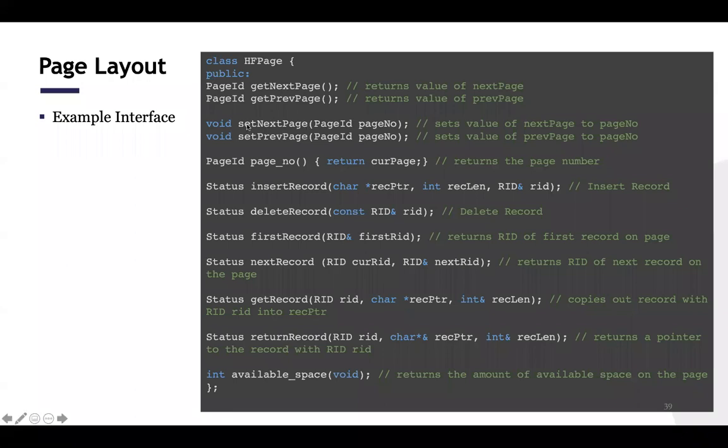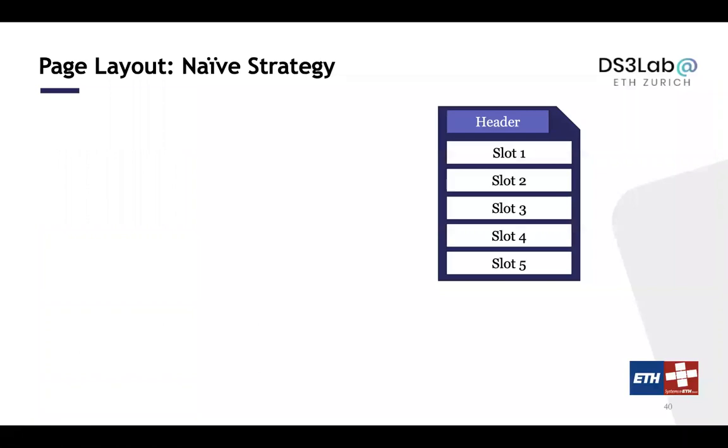You can set the next page and set the previous page, which updates the header. You can get my current page ID, which can also be stored in the header. You can insert a tuple into this page, delete a tuple from this page, find the first record in this page, find the next record, get a record, return a record, and so on and so forth. And you can tell the system how much available space you have on this page, which is a pretty natural interface. So how does the database make it happen?